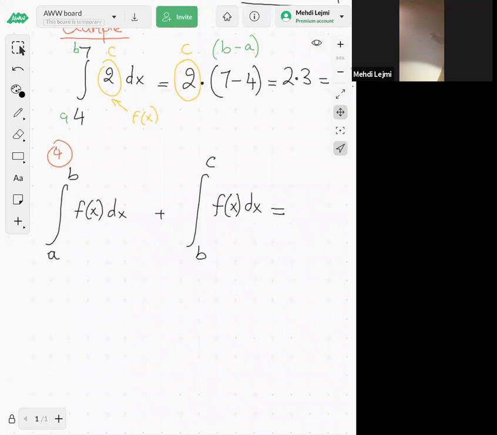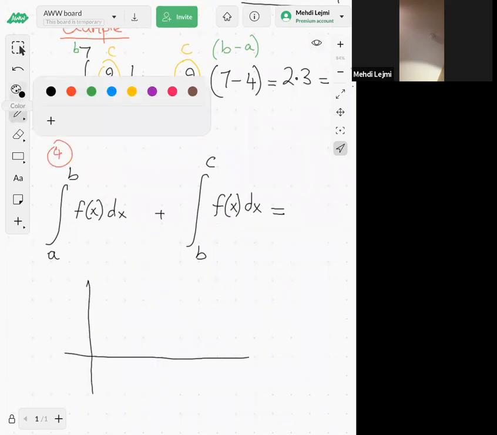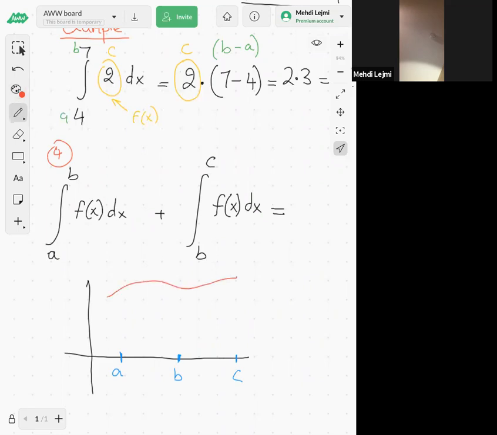So if you think of the integral as the area of some region, I have this a, b, c. This is a, this is b, and here is c, and I have some function f. This is my f of x. So the first integral of f of x from a to b will be the area of this region here. So this would be the integral from a to b of f of x dx, right? What I'm saying, guys, is that the area of this green region is given by this first integral, right?